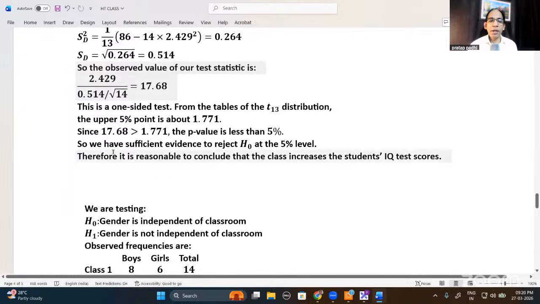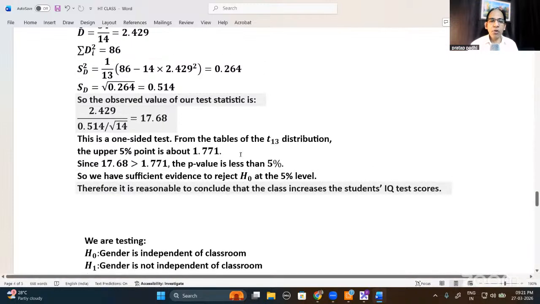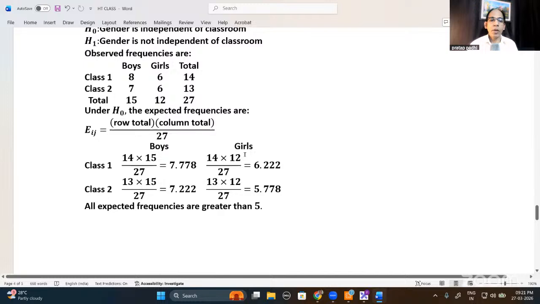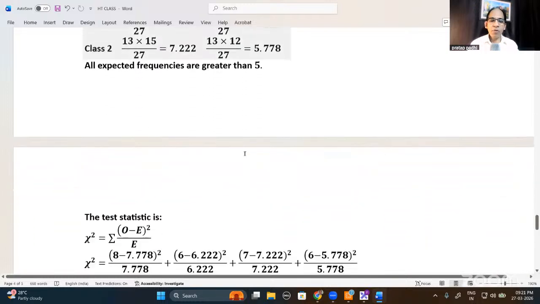Again, you can conclude there is sufficient evidence to reject H naught at the 5% level. So that means your program worked. Before-after means what? Whatever training program I gave to the students helped them to achieve more marks, because H naught is rejected. Sufficient evidence to reject H naught. So H naught is rejected means what? The equality is rejected. That means they're not equal; A is greater than B.